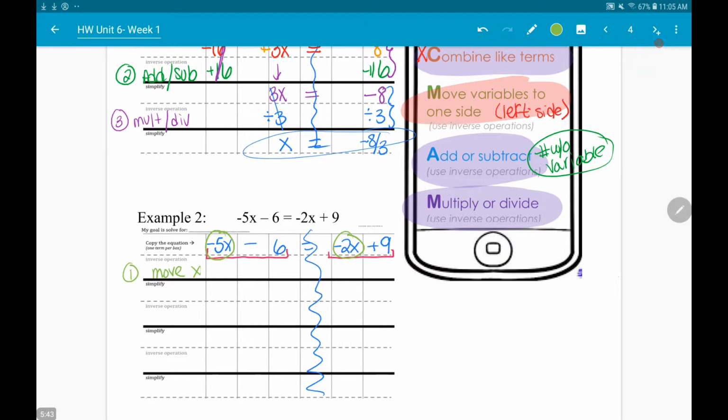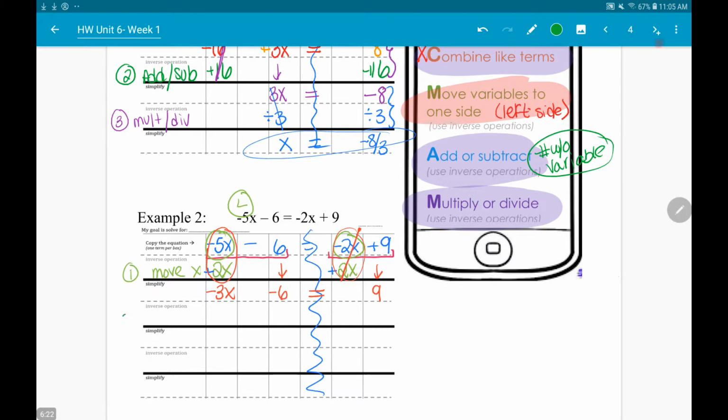I see variables on both sides. I need to move them. I want to move them to my left side. So I'm going to move this 2x over here. It was a negative, so I'm going to change it to a positive. So 5x and 2x, negative 5 plus 2, we're going to solve that. That's negative 3x. I bring down my negative 6, bring down my equals. These two are opposites, so they cancel. And then I bring down my 9.